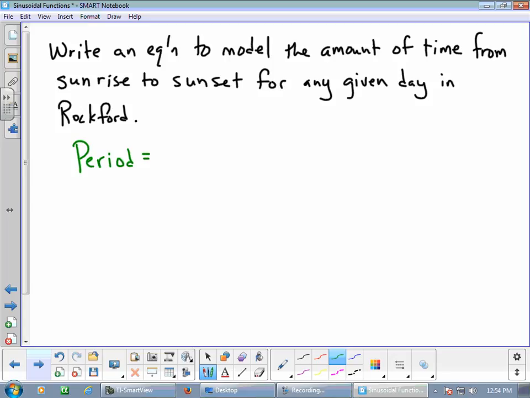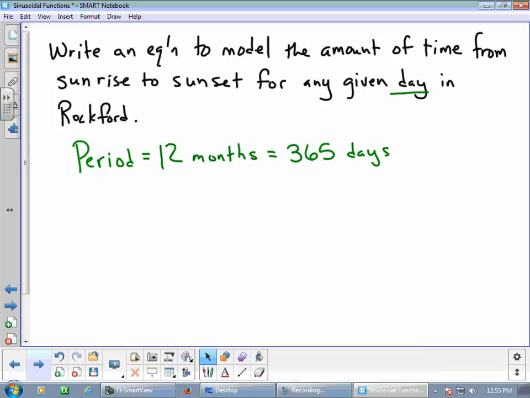12 hours? No. Today, we're going to get about 700 minutes of sunlight. 700 hours of sunlight? No, 700 minutes of sunlight. When's the next time that we will get about 700 minutes of sunlight? Tomorrow? No, about 365 days from now. Okay? So the period here is 12 months, or more specifically for our purposes, we're talking about any given day, so we want to write this in terms of days. 365 days. It's really 365.24 days, but 365 will be close enough.